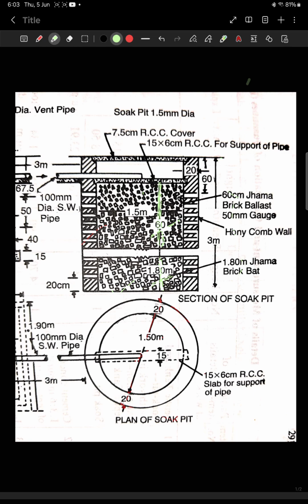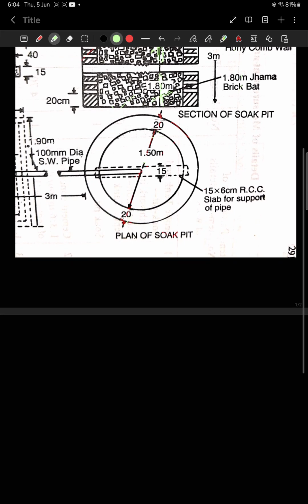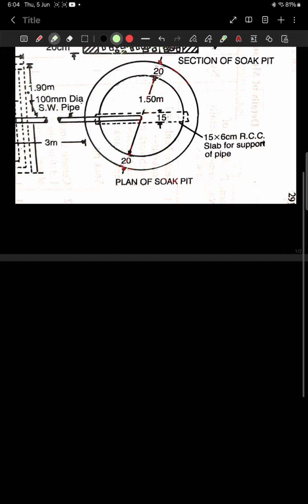The inside to inside diameter is 1.5 meter and the outside to outside diameter is 1.5 plus 0.2 plus 0.2, 1.9 meter. Okay, so first of all let us start with the calculation of quantities for this soak pit. This soak pit is designed for 50 users.